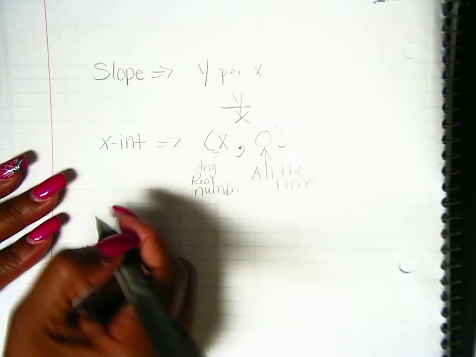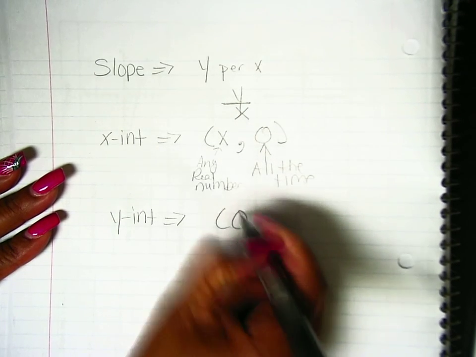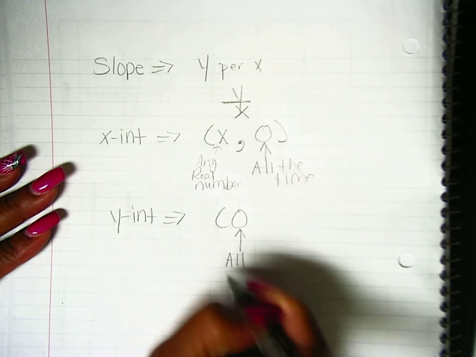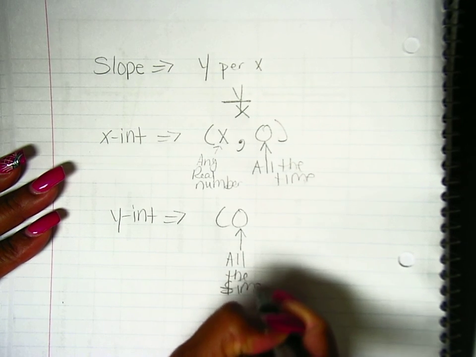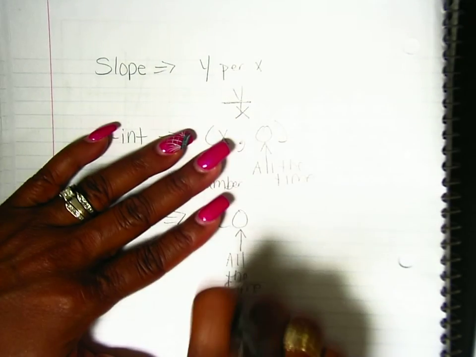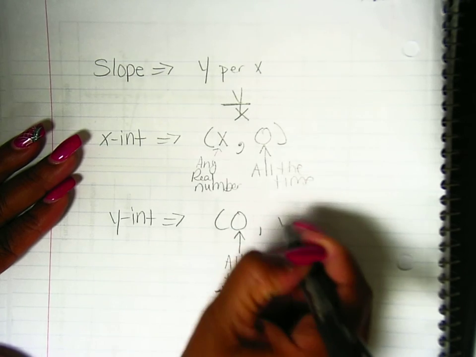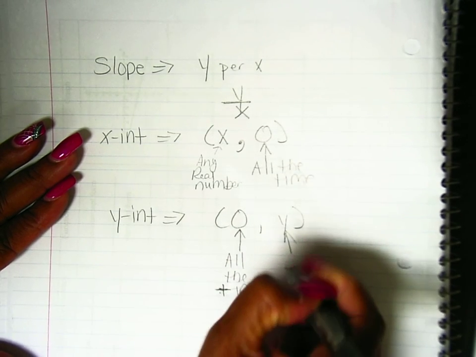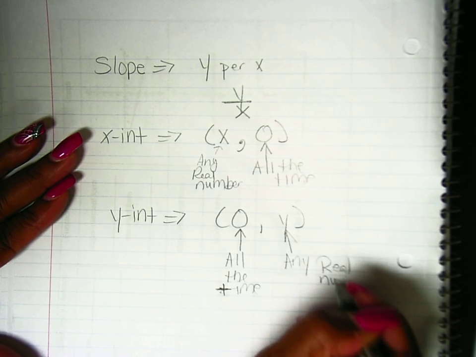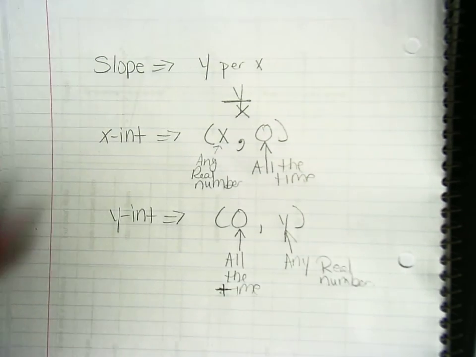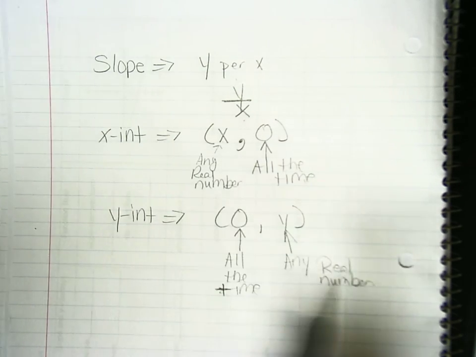Okay? The y-intercept, we have 0 all the time for the x value. All the time. And then here, your y value could be any real number. Okay. So your slope is y per x, your y over your x, your rise over your run.